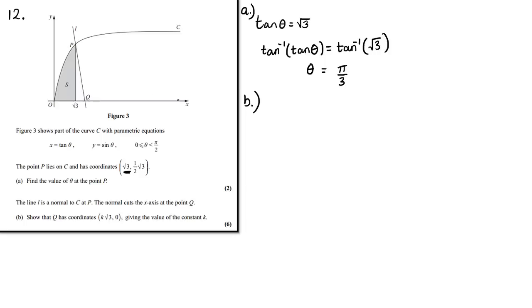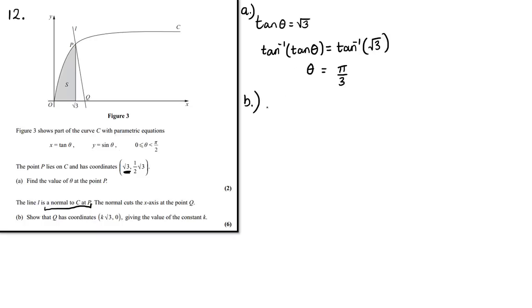You know, when it cuts through the x-axis, the y coordinate will always be 0. So we're going to use that to our advantage in a moment. But to start with, as we're talking about normals here, so the normal to C at P, we know we're going to need to use differentiation here. So what I'm going to start with first is differentiating x here with respect to theta. Then we differentiate y with respect to theta, and then we can go on to find dy by dx.